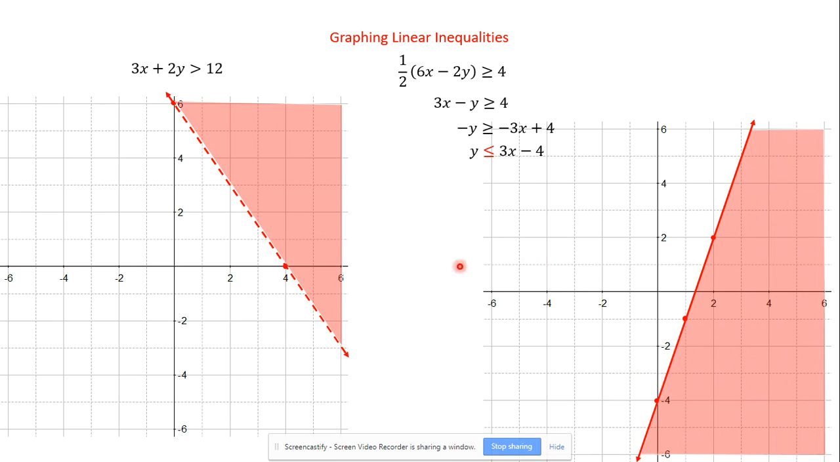I know a lot of people have the habit of, oh, I'm just going to fill in below if it's less than, and fill in above if it's greater than. That does not always work, especially if it's in this form. If you put it in slope-intercept form, it's generally right. But when you're using intercepts, it doesn't always work. If one of these was negative, it would have flipped it on us.